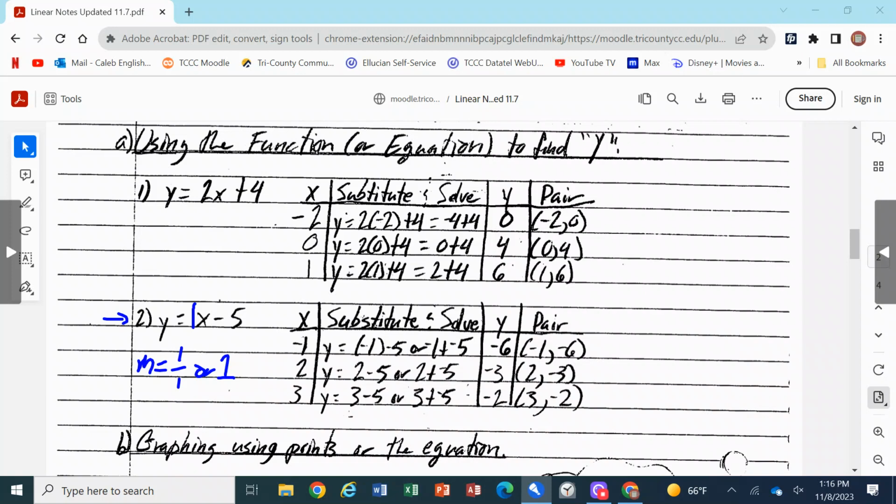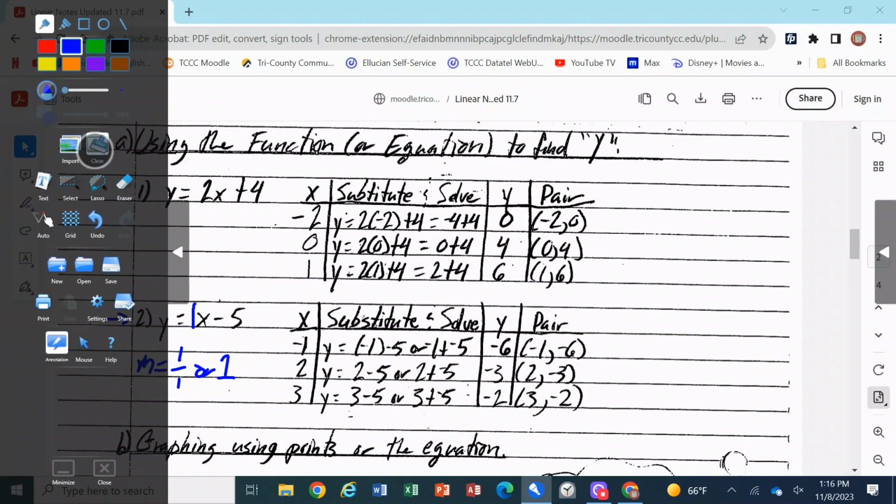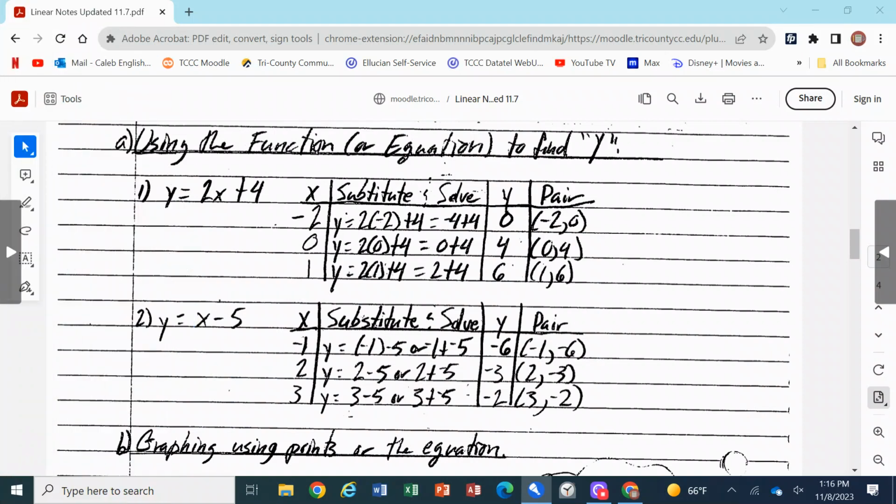Years ago, somebody said that that is not simplified enough. Take the 1 out. If there's a variable there, they should know that. So yeah, function tables: x goes in, y comes out, it makes your ordered pairs, and you're good to go.